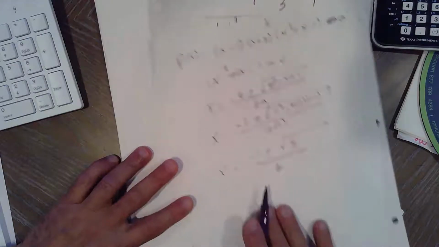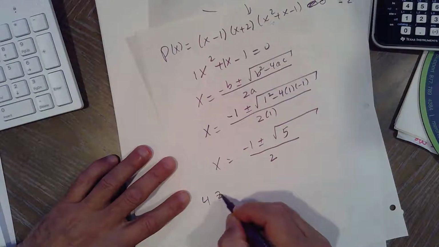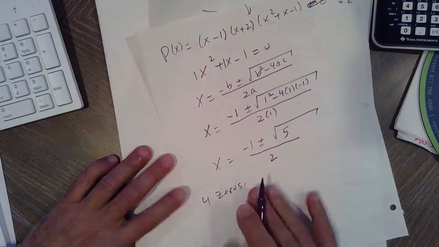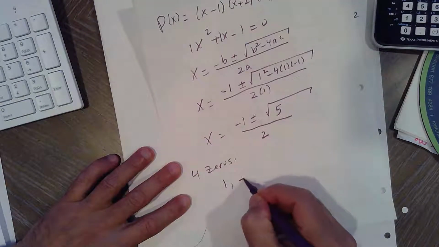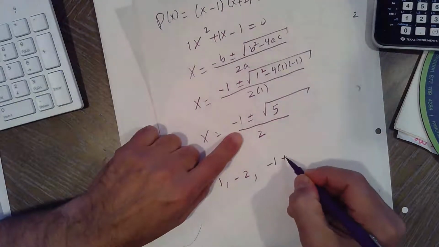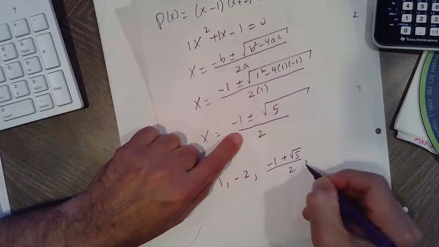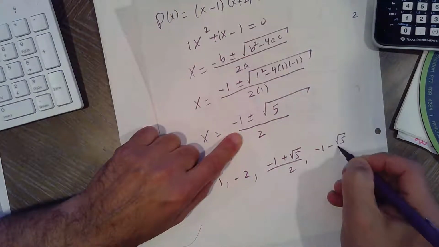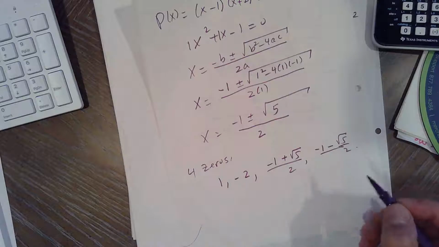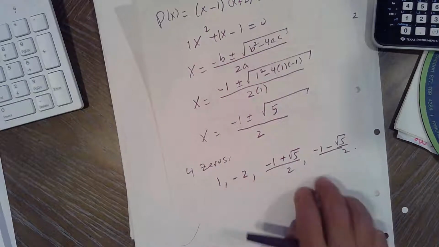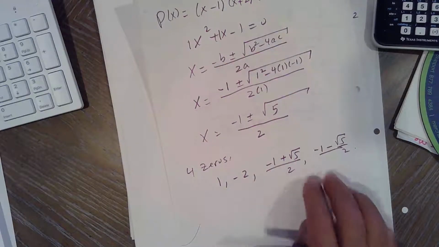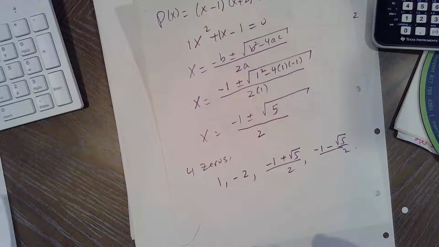So we have 4 zeros. The ones we got from synthetic division, 1 and negative 2, and then negative 1 plus root 5 over 2, and negative 1 minus root 5 over 2. So 2 rational and 2 irrational. 2 rational and 2 irrational.